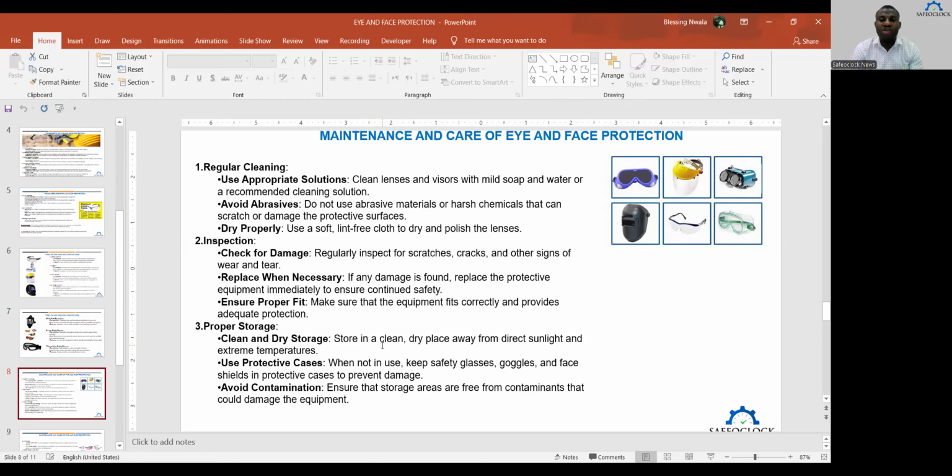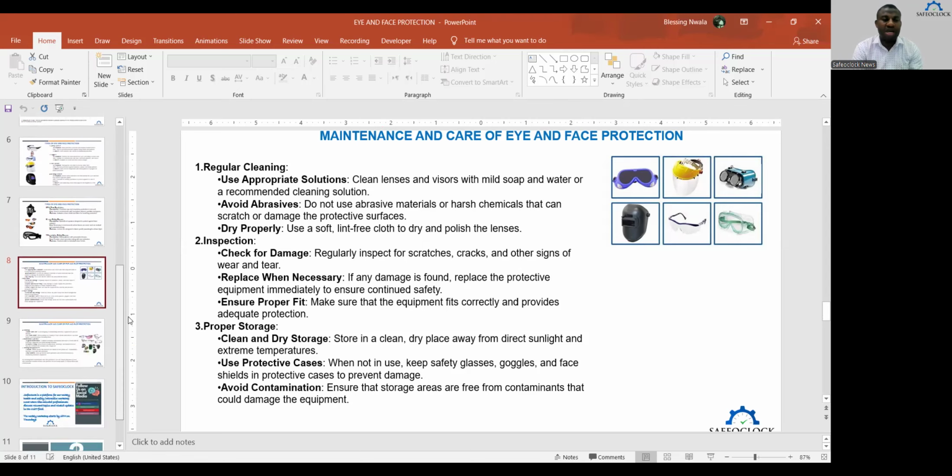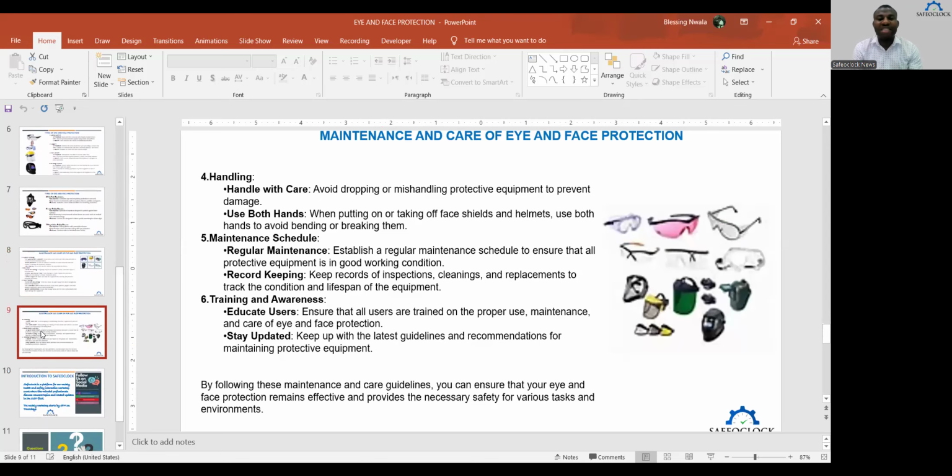Avoid contamination like chemicals, keeping them in a chemical area. So this is the way they should be stored and should be taken care of. The other thing is handling. It should be handled with care. It should not be mishandled.